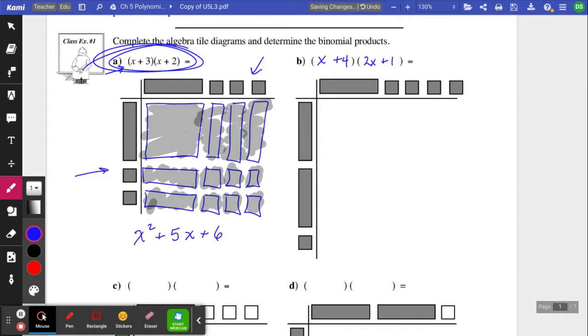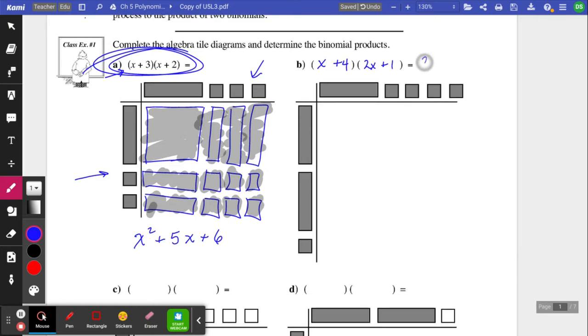Do you want me to tell you what the answer to that would be? Well, can you figure it out? It'd be 2x squared. And then what? Plus 4x. Just 4 x's? 5x. 5 x's? Plus 4x plus 5x. So 9 x's? Yeah. And then how many little individual blocks would you have? Can you see it? 2x squared.